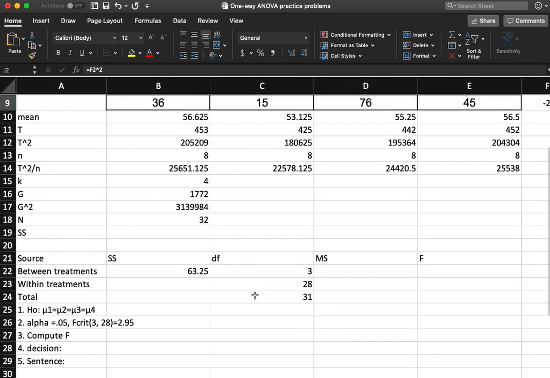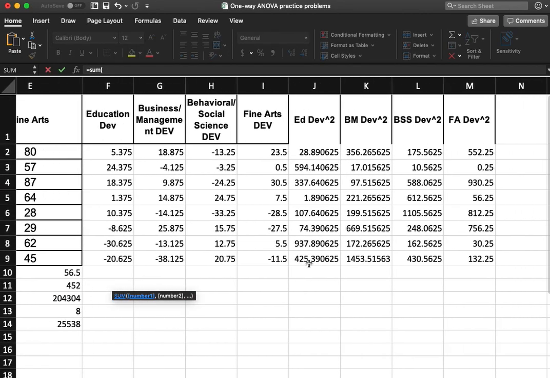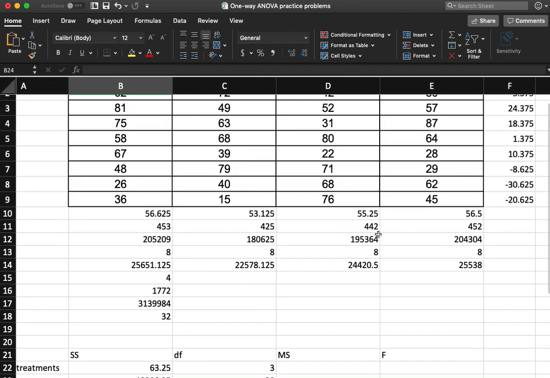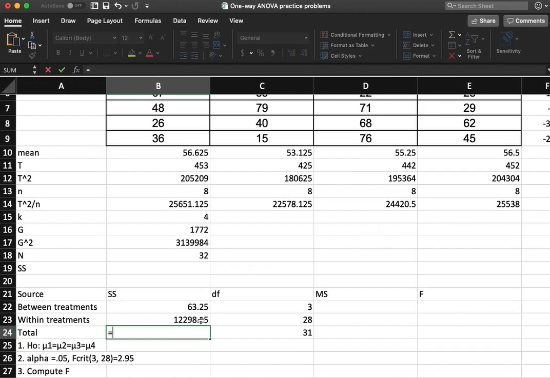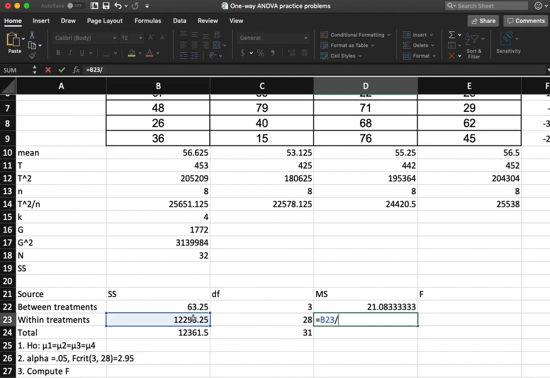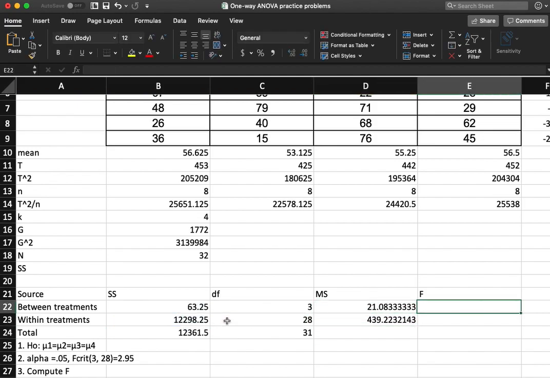Works out nicely. Now we can get sum of squares within treatments. It's just the sum of all those squared deviations that you just did. Don't sum the deviations, sum the squared deviations, and then you'll get the sum of squares correct. Total sum of squares then is the sum of these two things, and now we can compute the mean squares that we need as sum of squares over degrees of freedom between treatments, and sum of squares over degrees of freedom within treatments. Now we can compute our F as the between treatments mean square divided by the within treatments mean square.